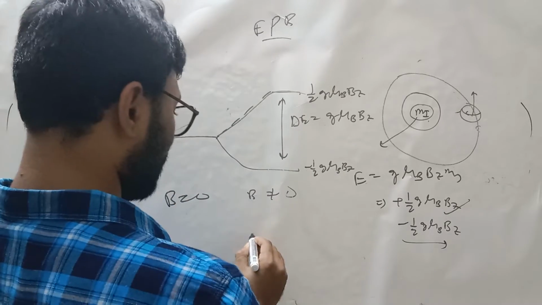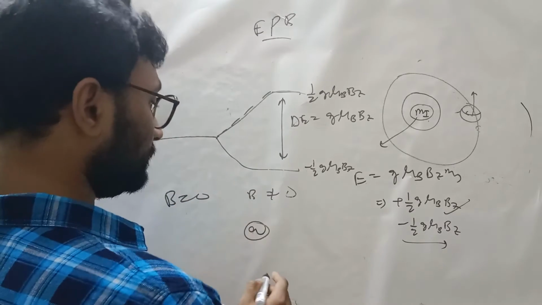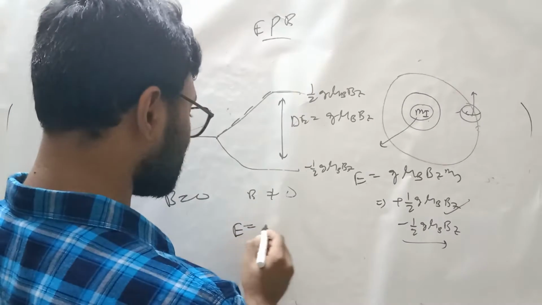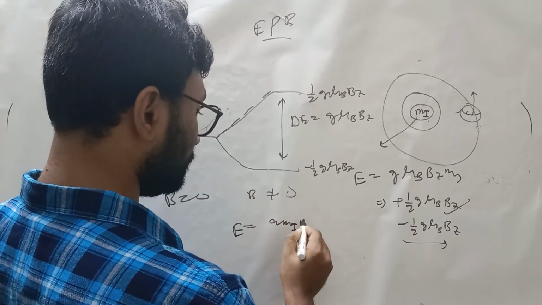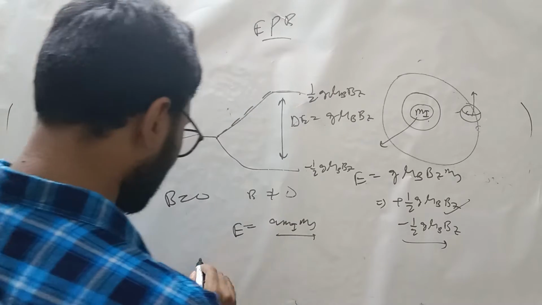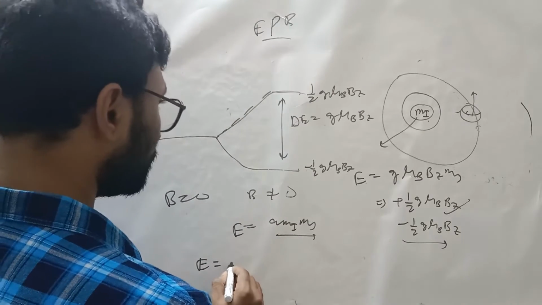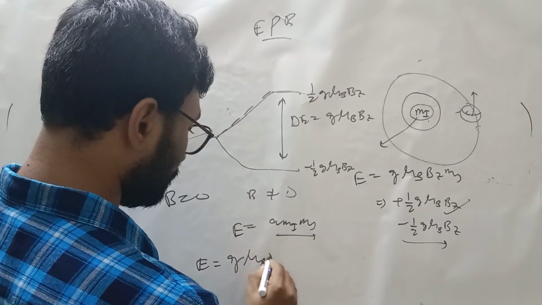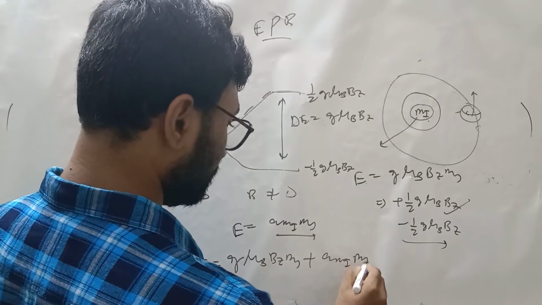So let's take the hyperfine splitting constant as A. The total energy of hyperfine splitting will be an extra A mI ms. The total energy associated will be g mu B B plus A mI ms.